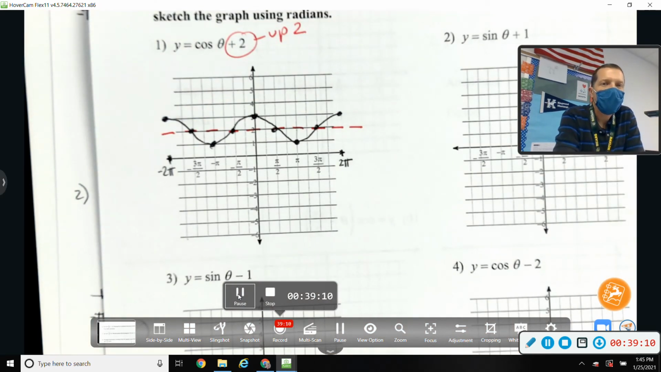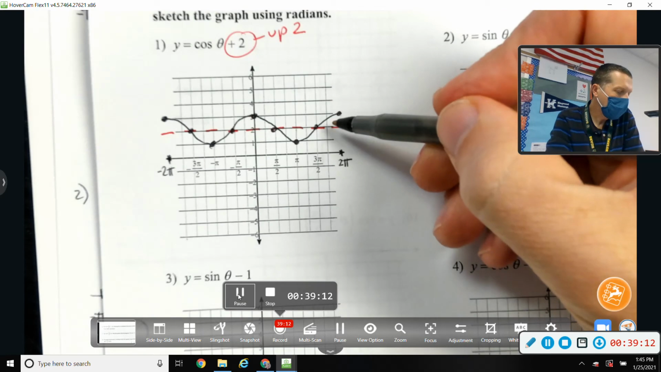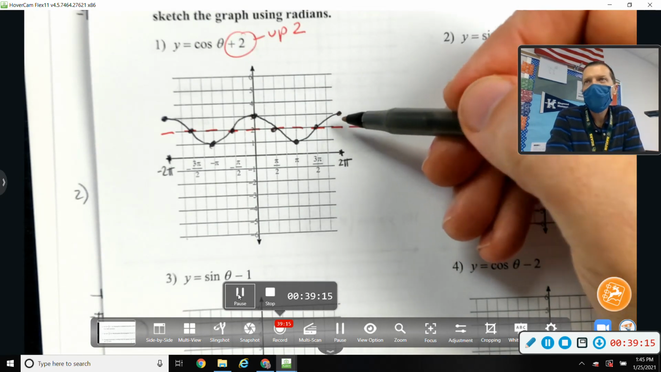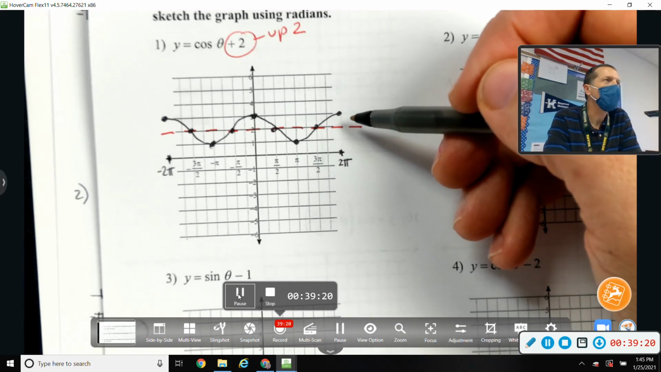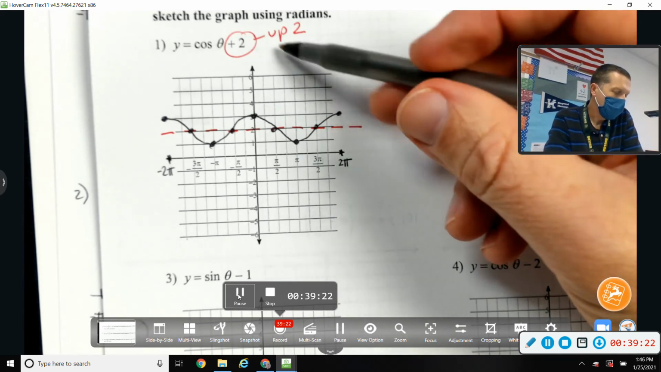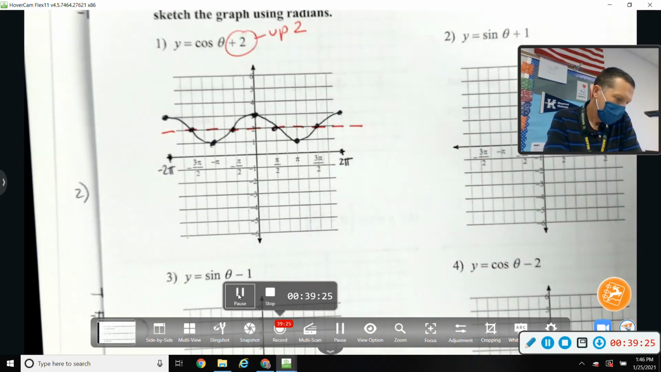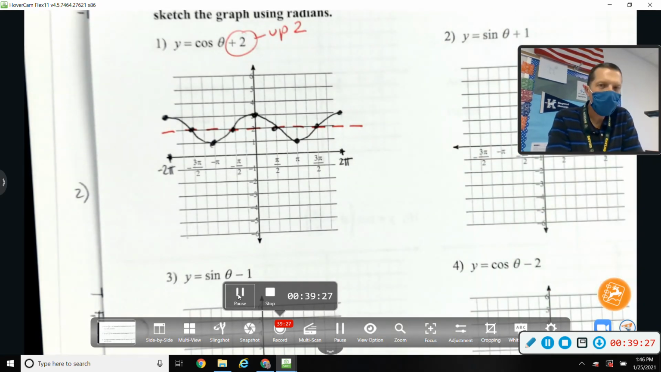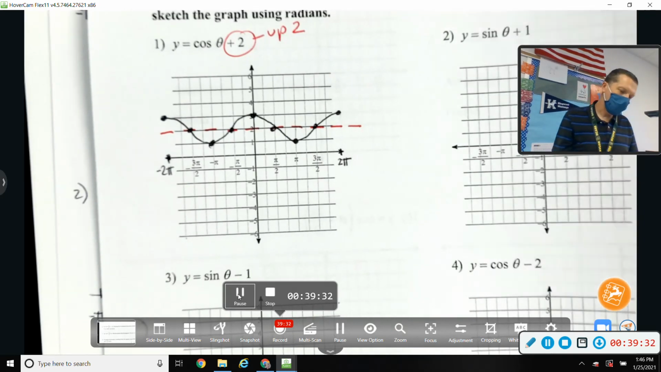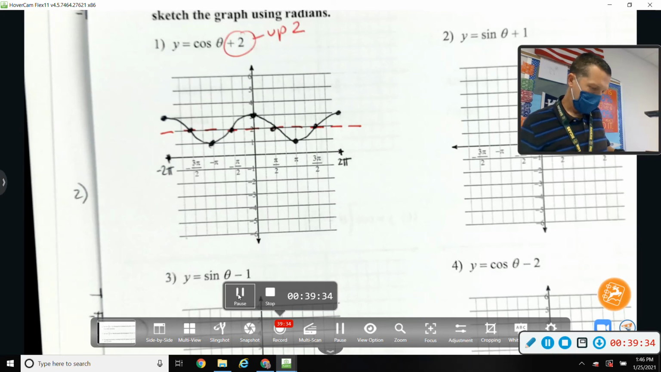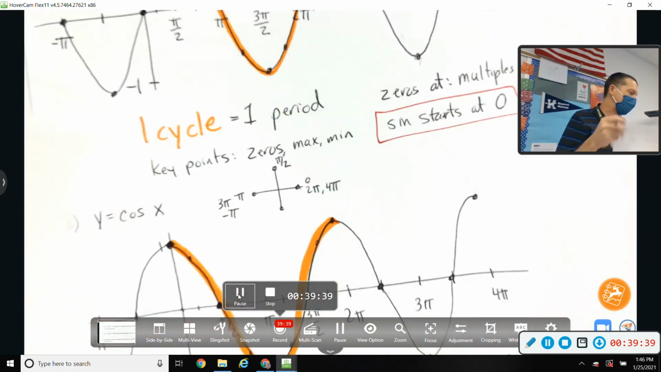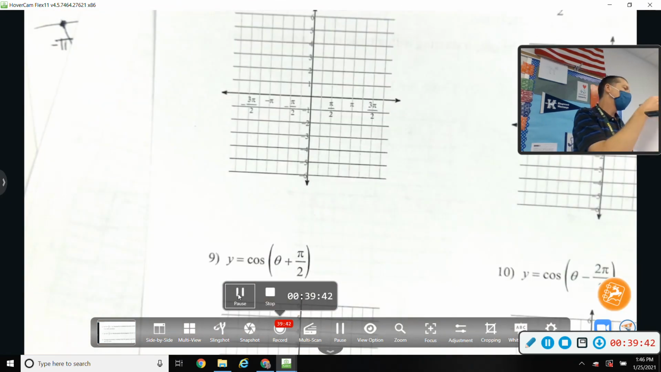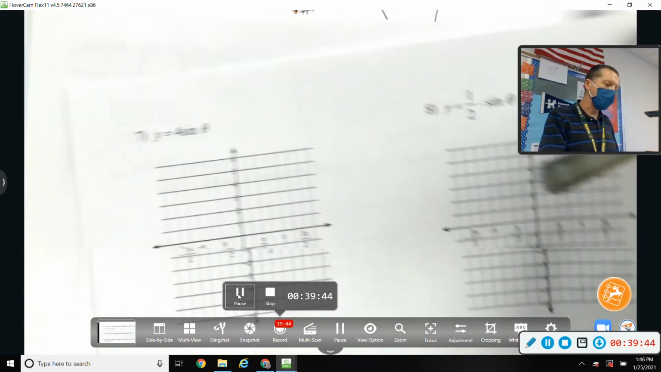So I've got the graph of cosine shifted up 2. So all those parent function rules that you memorized, and not really memorized, you just learned them in Algebra 2, and we've used them a little bit in here, we're still using those. 2, 3, and 4 is the same rule, right? Up 1, down 2. Let's skip to number 8, because I want to do one more with sine, and because I want to do one with a fraction. So look at number 8.